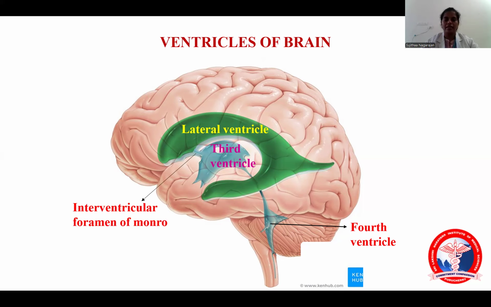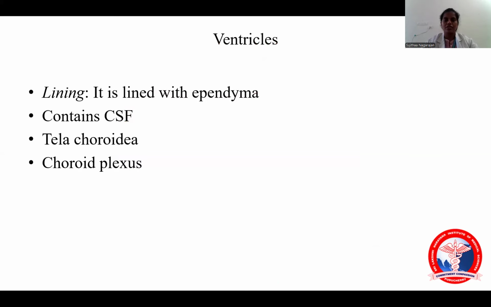Now, lateral ventricle and third ventricle is connected by interventricular foramen of Monro. Third ventricle and fourth ventricle is connected by cerebral aqueduct of Sylvius. Now the ventricles are lined by ependyma. They contain CSF and have tela choroidea as well as choroid plexus.